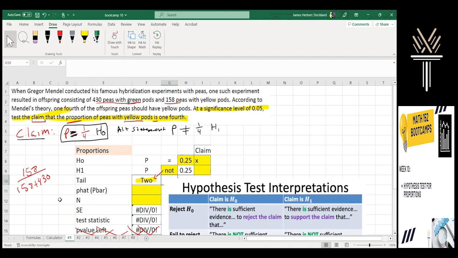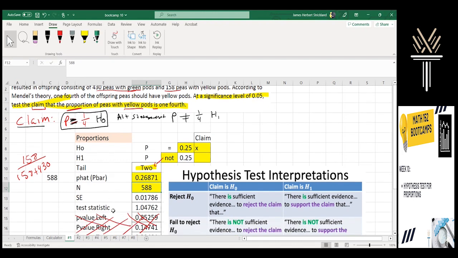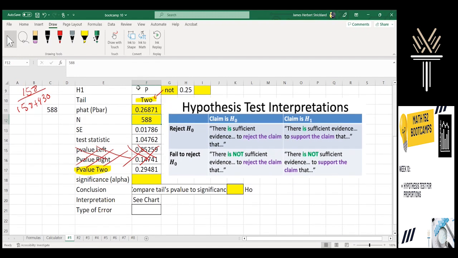But we now know, just so we have it, 158 plus 430. This is a total sample size of 588. And we can say equals 158 divided by 588. And we now have our calculations. And again, because it's a two-tailed test, I only care about the two-tailed p-value, which is 0.29841.